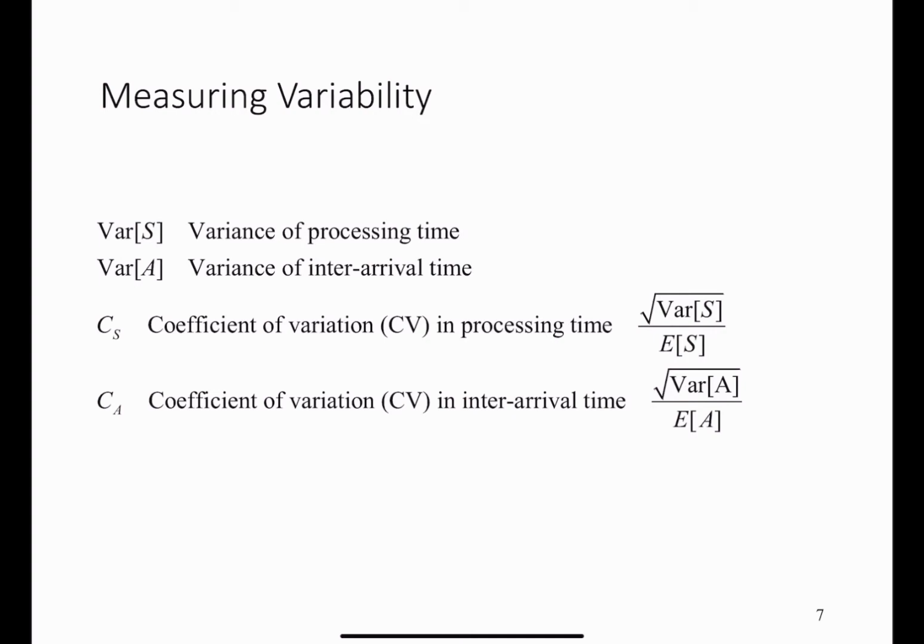However, there is some issue when you are trying to use the variance, because when you have a larger value, the variance will also be higher. When you have a smaller value, the variance will be smaller. So sometimes it can be difficult to do objective comparisons in terms of the variance.